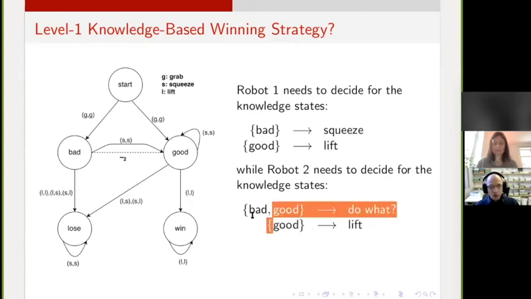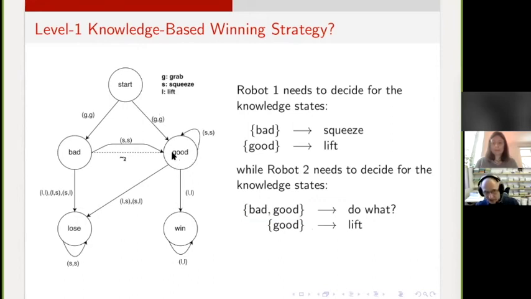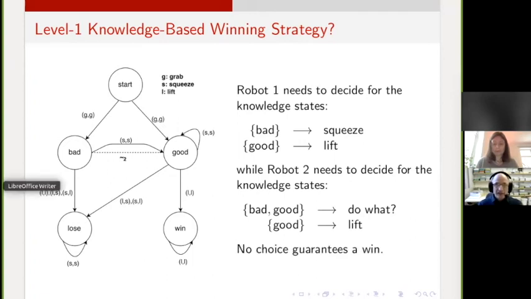But then the question is, what should the second robot do in good or bad? And you could say, well, then robot 2 should squeeze. But if in bad good it squeezes, then this means that robot 1, in order for them as the team to win, needs to squeeze the first time if the game comes here, in order not to spill, to tilt the cup. But then once the grip is good, the first robot will keep squeezing and will never lift. Okay. So again, no choice guarantees a win.